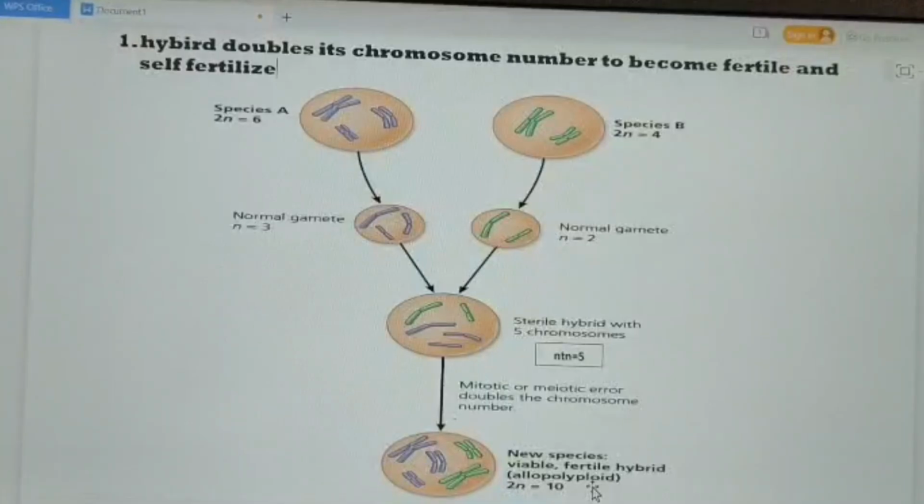Now let's look at the first example, where a hybrid doubles its chromosome number to become fertile and self-fertilizes. Let's say we have species A with n equal to 6 while species B has n equal to 4. When meiosis occurs to produce normal gametes, species A will produce n equal to 3 while B produces n equal to 2. When fertilization occurs between the gametes, it will produce a sterile hybrid with n plus n equal to 5. It is called a sterile hybrid because the two sets of chromosomes cannot pair normally during meiosis. Then the sterile hybrid will undergo chromosome doubling and produce a new allopolyploid species. Finally, homologous chromosomes can pair.